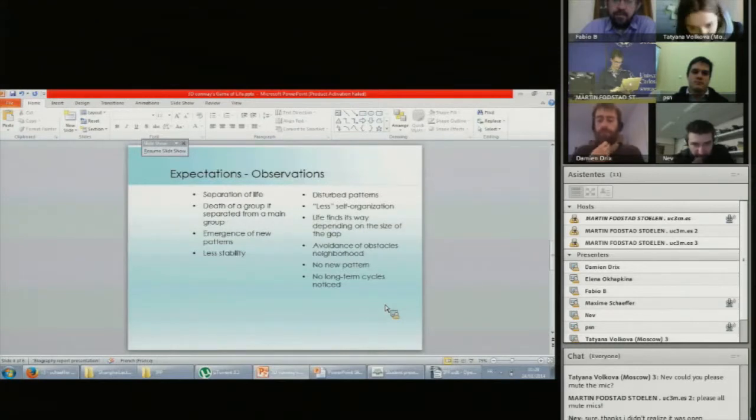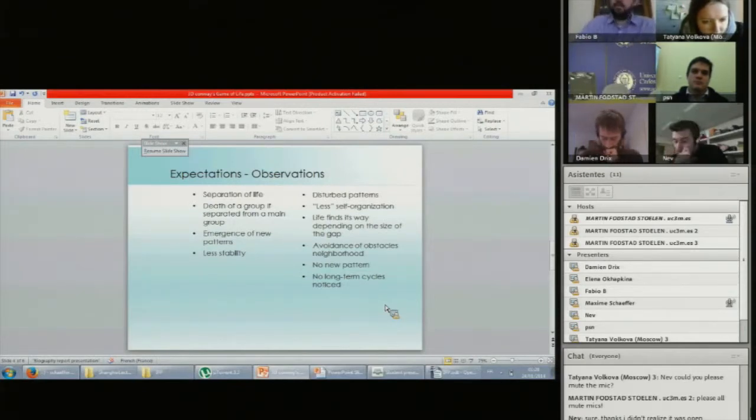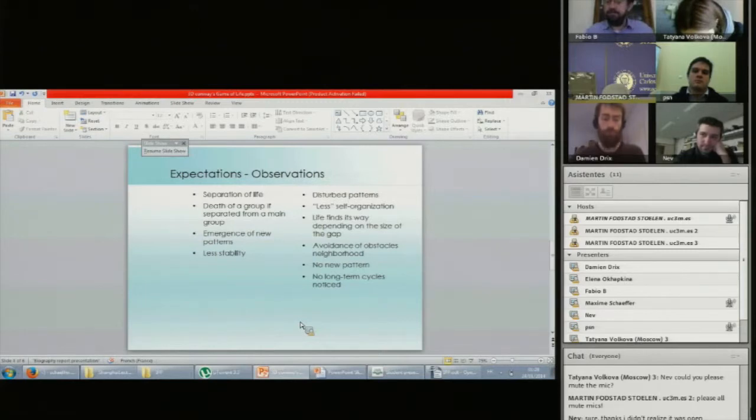The expectations were that we could see a separation of life, maybe the death of a group which is separated due to these walls or to this tunnel, and also less stability, less general stability of the whole life, and a disturbance in the patterns. It was indeed observed that there is a disturbance in the pattern and that self-organization is also disturbed. But life sometimes might find its way depending on the size of the gap.